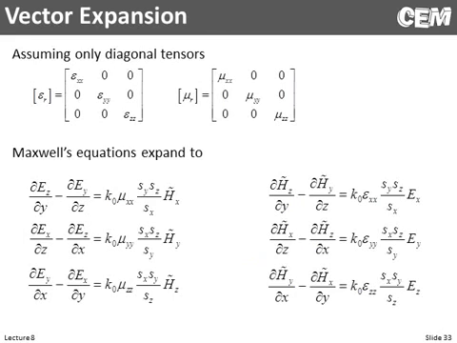Then we're going to assume that we have only diagonal tensors. Most materials, most devices of interest do use just isotropic materials, so this is not a very severe approximation. It's just that there are other subtleties to handling anisotropic materials that I don't want to go into right now. But if you're curious, I would be happy to answer that in class.